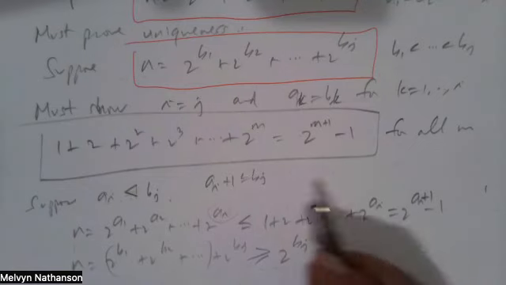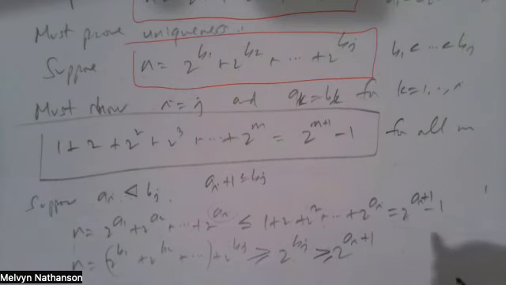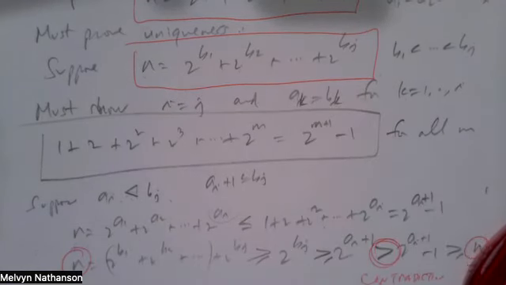So this is greater than or equal to 2 to the ai plus 1, if I make this exponent possibly smaller, which is certainly bigger than 2 to the ai plus 1 minus 1, which is greater than or equal to n. And this is a contradiction because I have n is strictly bigger than n. So the contradiction came from assuming that ai was different from bj, so therefore ai has to equal bj.